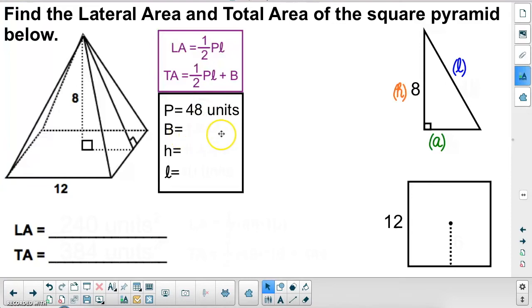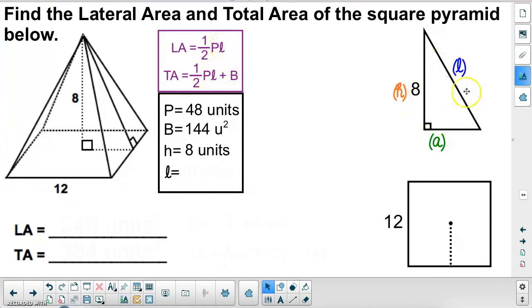The area of the base is going to be the area of the square. We can find the area of that square using the area of a rectangle, so length times width, or base times height, is going to be 12 times 12, which is 144 square units. We know the height is 8 units, and we're going to have to find the slant height in order to plug L into these formulas.